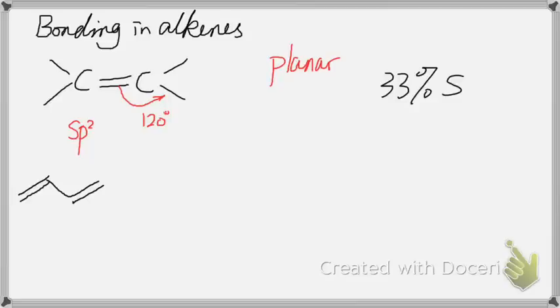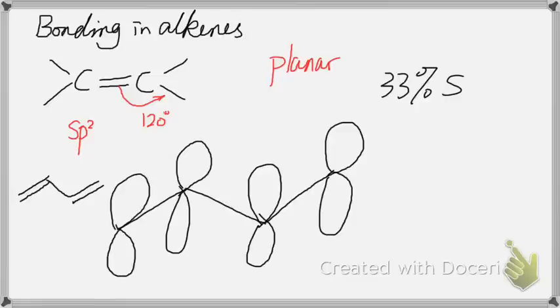Why? So a double bond is made of one sigma bond and one pi bond. A pi bond is formed by overlapping of the p orbitals side by side. When we have a conjugated double bond, this is what it will look like. All the carbon atoms will be sp2 hybridized.